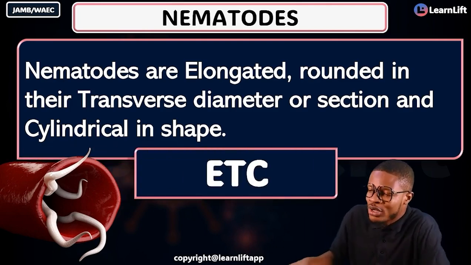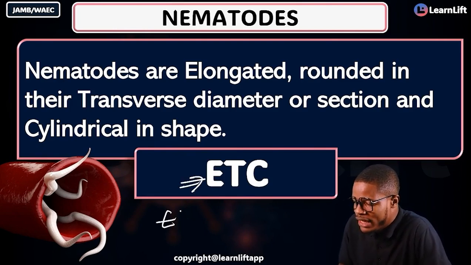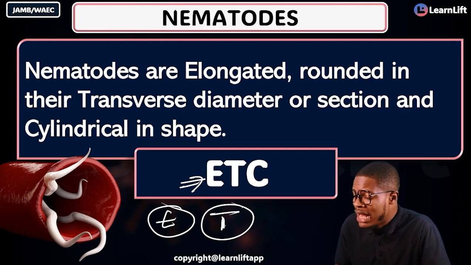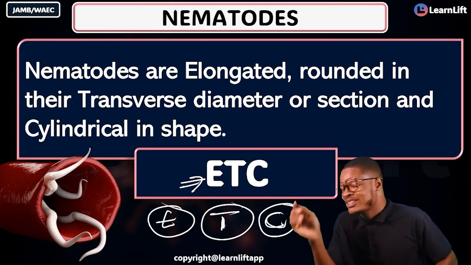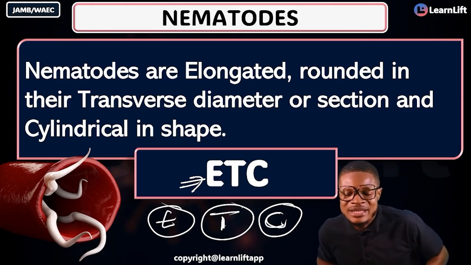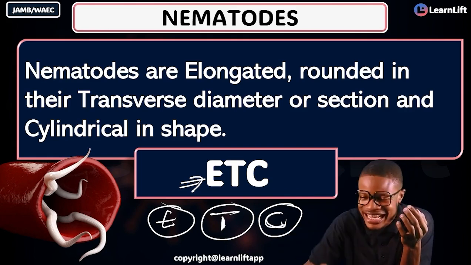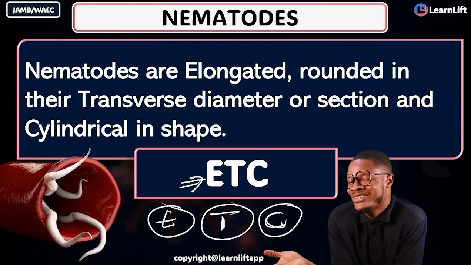Just remember ETC. We say nematodes are elongated, E for elongated. They are round in their transverse diameter or section, and cylindrical in shape. ETC. Close your eyes. What are nematodes for the last time? Nematodes are elongated, rounded in their transverse diameter or section, and cylindrical in shape. So you see that is very simple. That's all, and you're out of there.